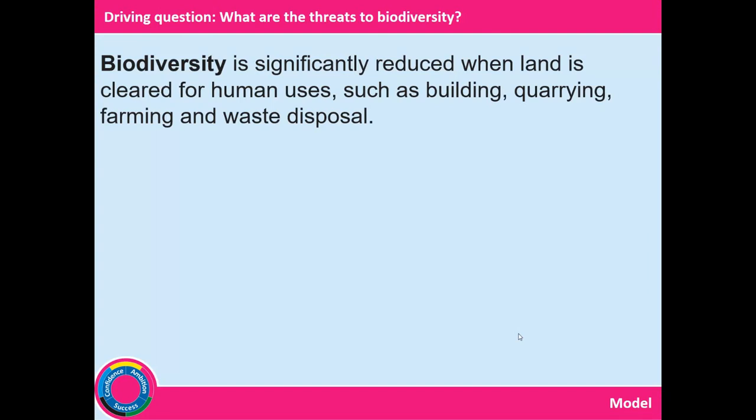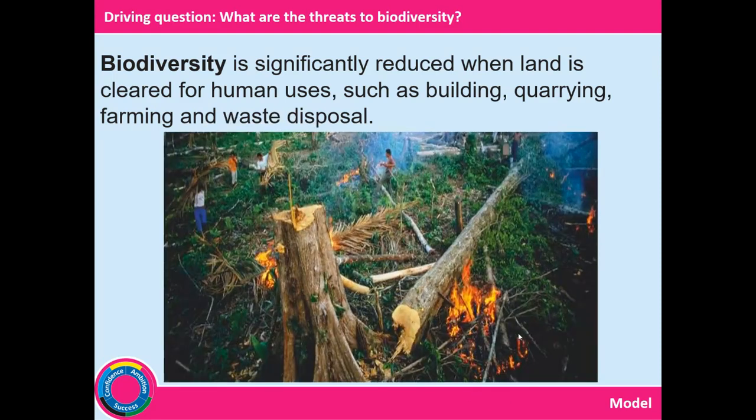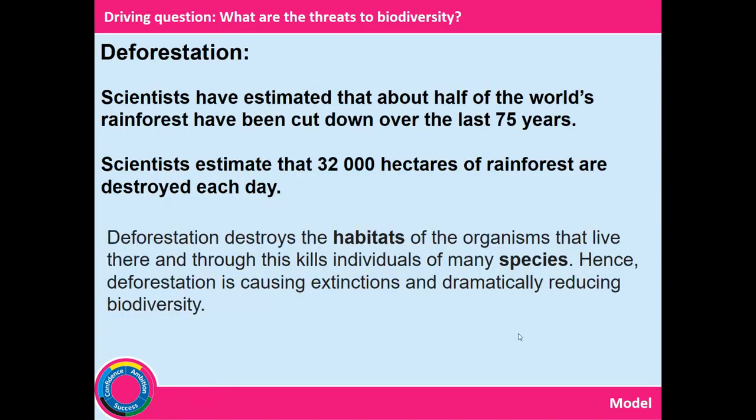Biodiversity is significantly reduced when land is cleared for human uses such as building, quarrying, farming, and waste disposal. And the way we clear the land is by deforestation, chopping down of trees, cutting the trees, or sometimes bushfires.